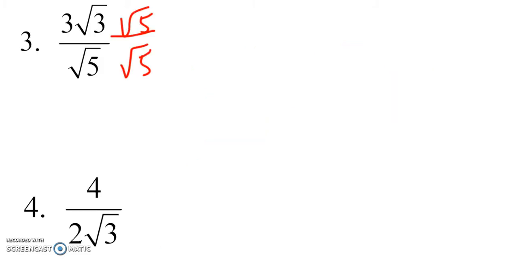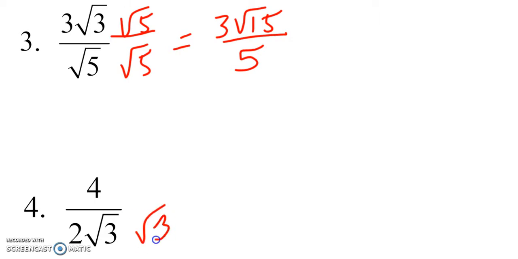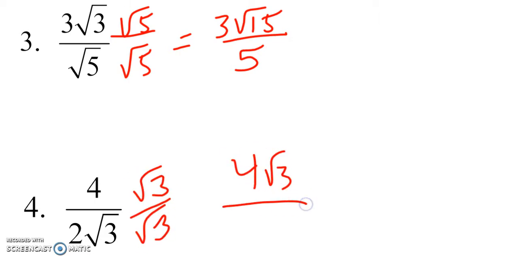Since you should have paused and done this first, I'm going to do it very fast. So I'm going to get 3 root 15 on top. I'm going to get 5 on the bottom. 15 can't break down, so you're done. Down here, I'm only going to do the root 3. I'm going to get 4 root 3 over 2 times 3, which is 6. That's a great answer, except 4 over 6 simplifies to 2 over 3.